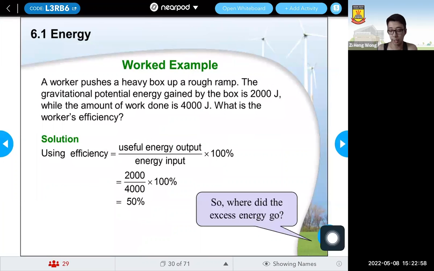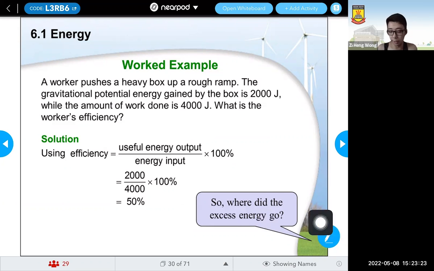Okay, this one I get the class to try. Another similar example. A worker pushes a heavy box up a rough ramp. The GPE gained by the box is 2000 joules, but the amount of work done is 4000 joules. So useful work is 2000, input is 4000. So what is the efficiency? So the output 2000 over 4000 times 100%, this gives 50%.